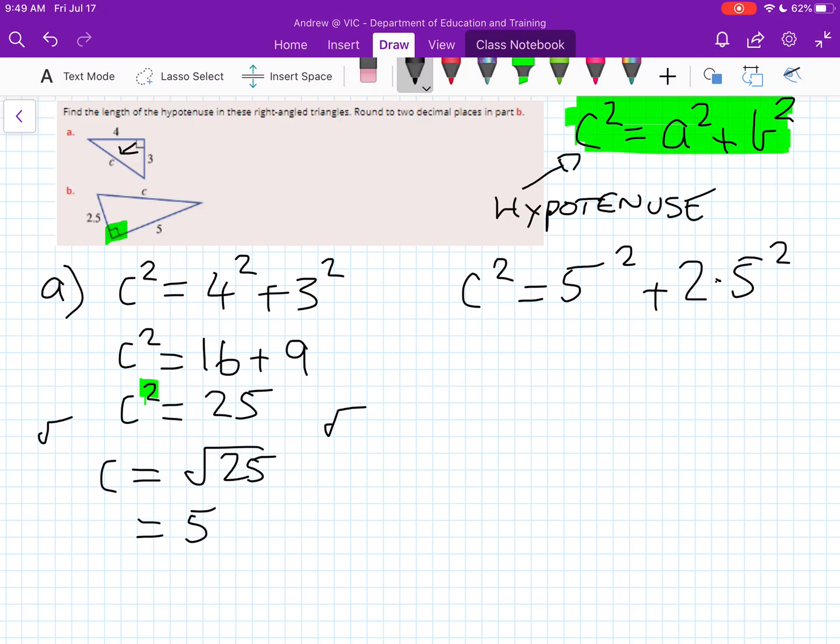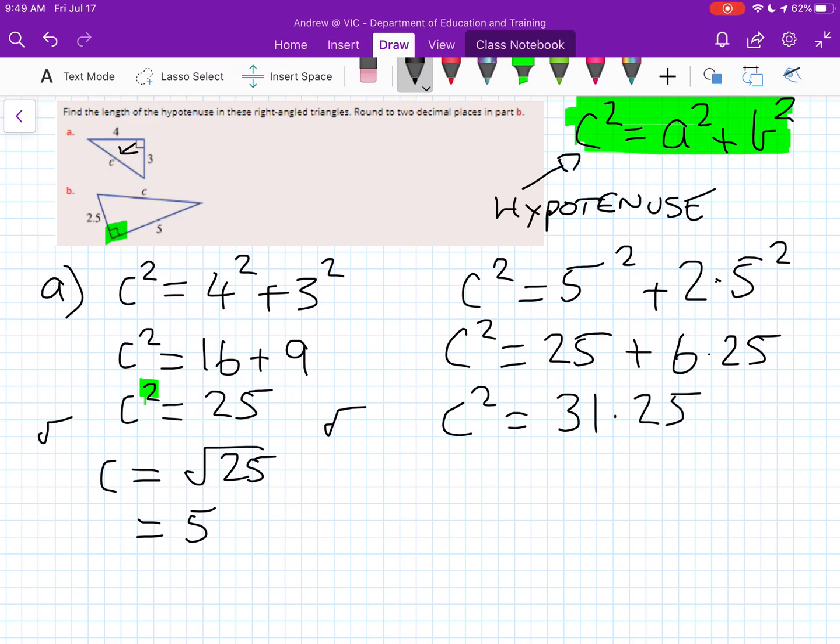So here we've got C squared is equal to 5 squared, so 5 times 5, that's 25, which we just worked out in the last question actually. And 2.5 squared, you can do this on your calculator or do it in your head. This is equal to 6.25. So we add these two numbers together, 6.25 plus 25, so we work that out. C squared is equal to 31.25.